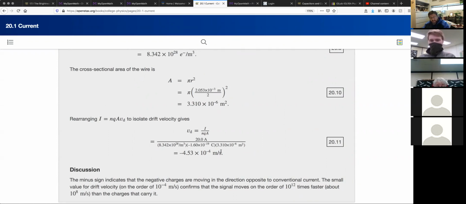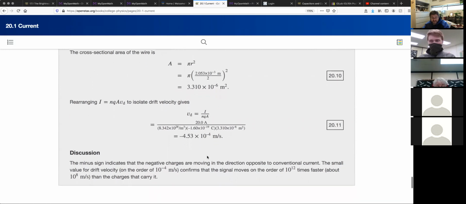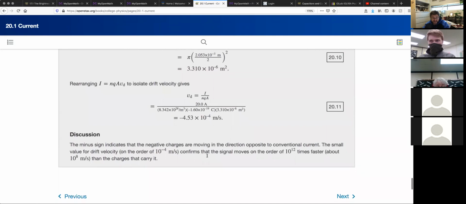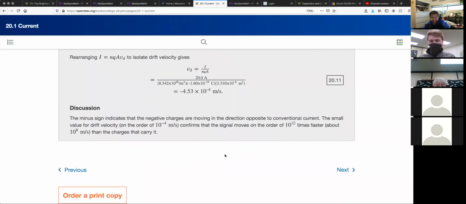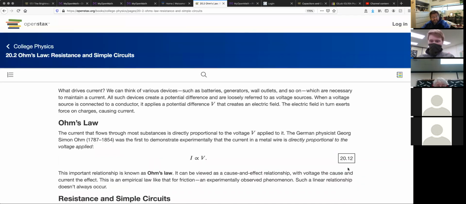But you can see that's not very fast. 4 times 10 to the minus 4 is 0.5 millimeter per second. So not very fast. But the signal moves much, much faster. The signal moves close to the speed of light. Okay, so now we've learned what current is about.